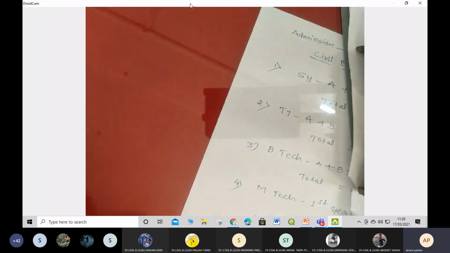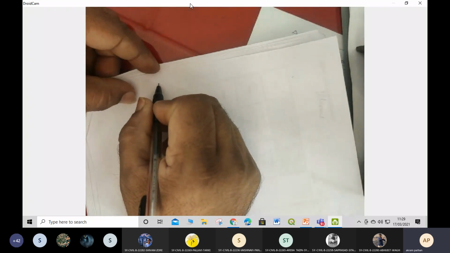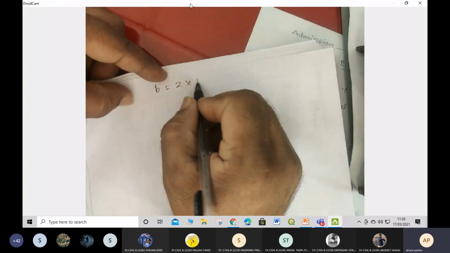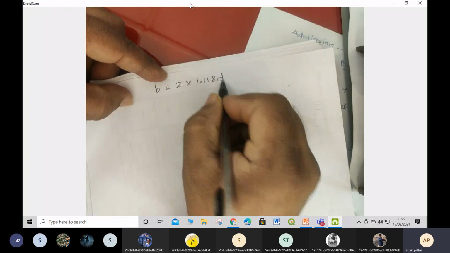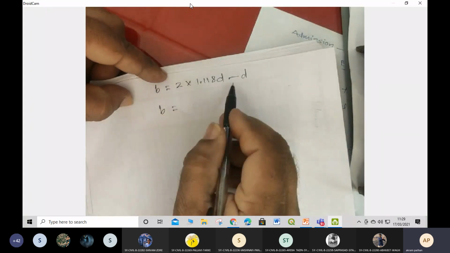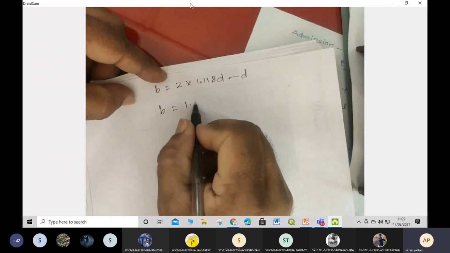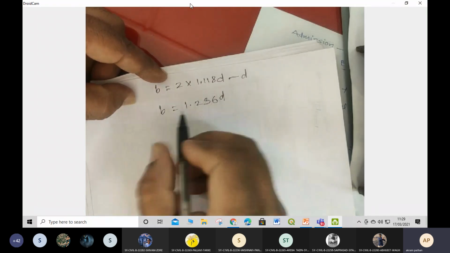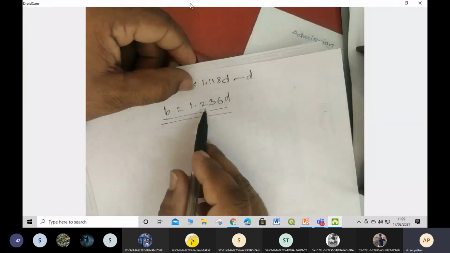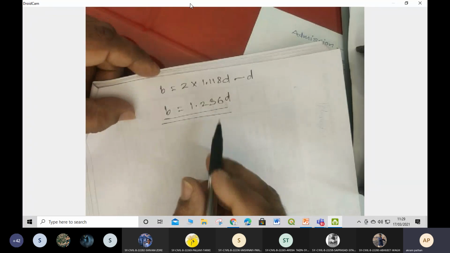Plus 1. Now, if I further simplify, (B + D) divided by 2 is equal to D times the square root of (1/4 + 1). So I will get B equal to 2 times 1.118 D minus D. If I simplify this, B is equal to 1.236 D. Okay, so the value of B is equal to 1.236 of D.